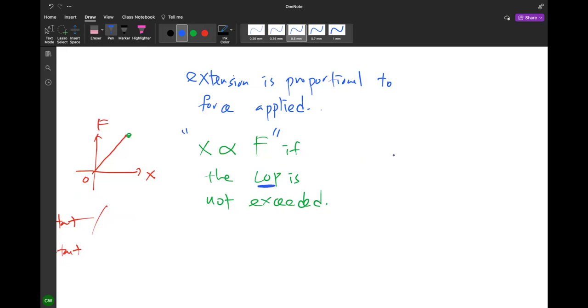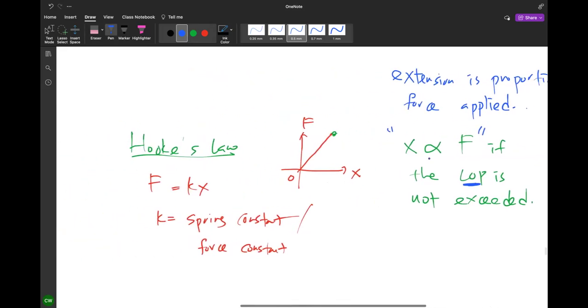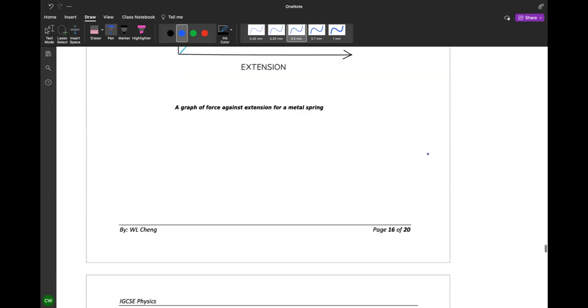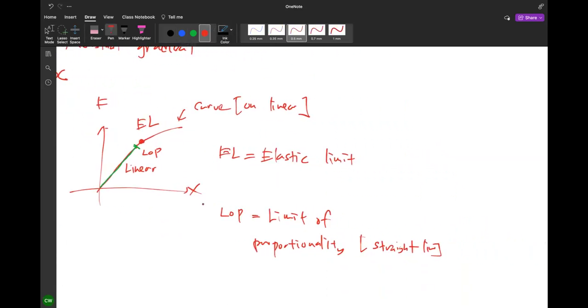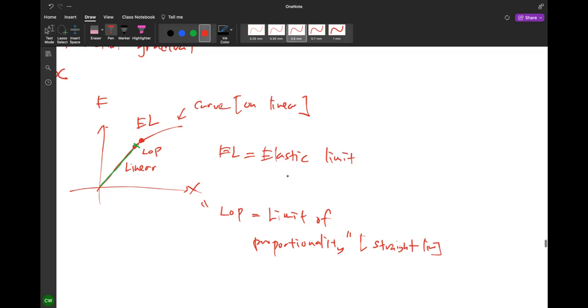What does LOP stand for? You don't know. LOP stands for limit of proportionality. It is the last point on the straight line. That means before this point, it will be all straight line. After this point, it is no longer a straight line. Either it's a straight line or not a straight line. Before the point, it's a straight line. After the point, no more straight line. You understand?